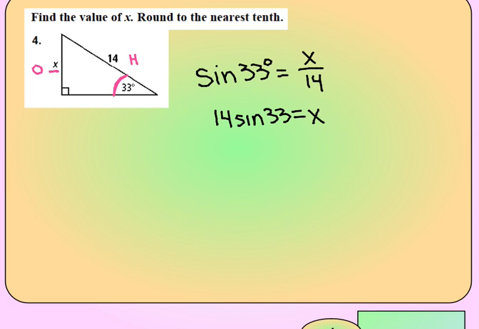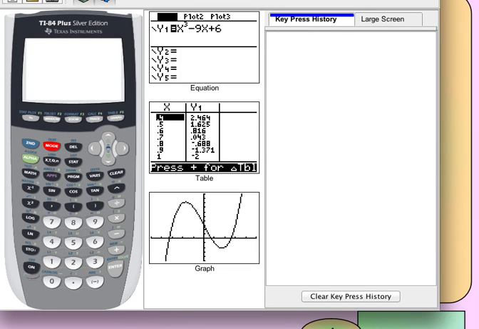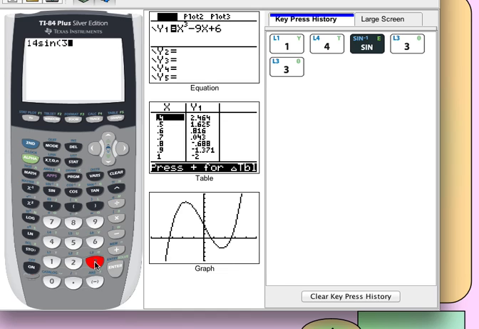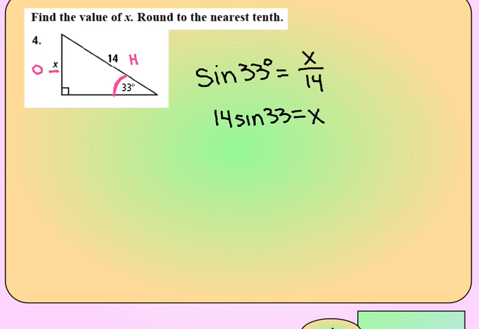You want to then go into our calculator, okay, and I'm going to pull up the graphing calculator here for you to see as well. And we'll type in 14 sine of 33 and hit enter. And it'll tell us that that side length is about 7.6. So I can go back in here and tell you that x equals 7.6.